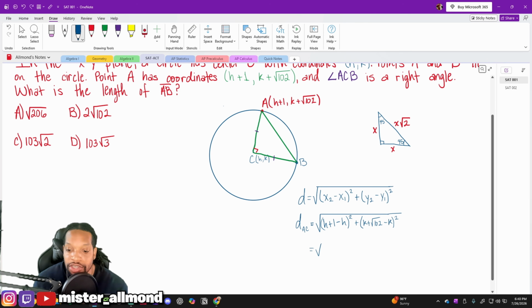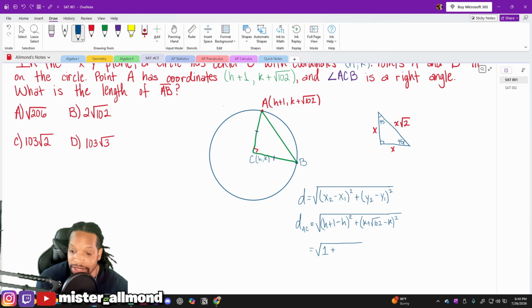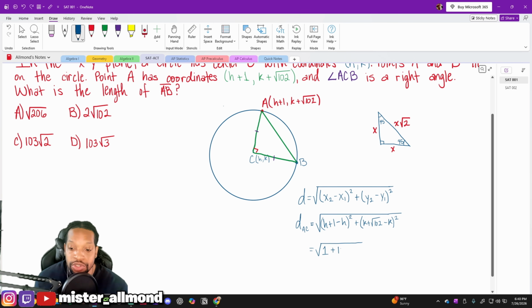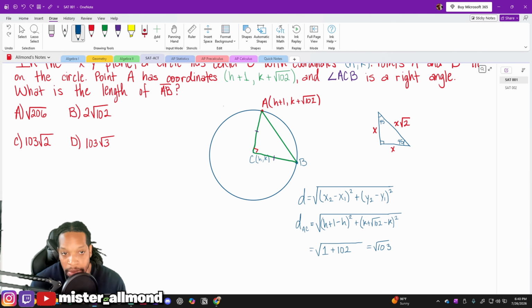So if I just simplify this down, here you can see what I was talking about. If I got a positive h and a negative h, those are just going to cancel, leaving me with 1 squared, which is just 1, plus the k's cancel in the same way. Square root of 102 squared. Hopefully you know the square root and the square cancel each other out. So that's just 102. So whatever root 103 is times root 2 will be my answer.